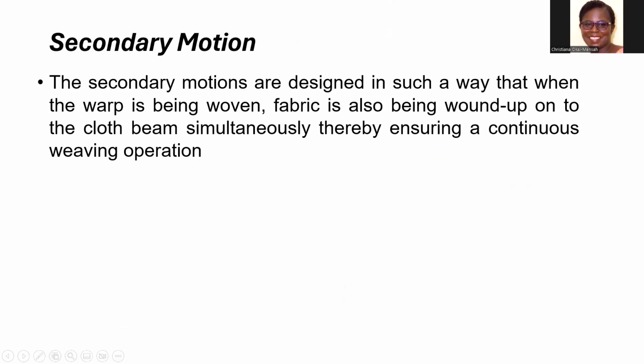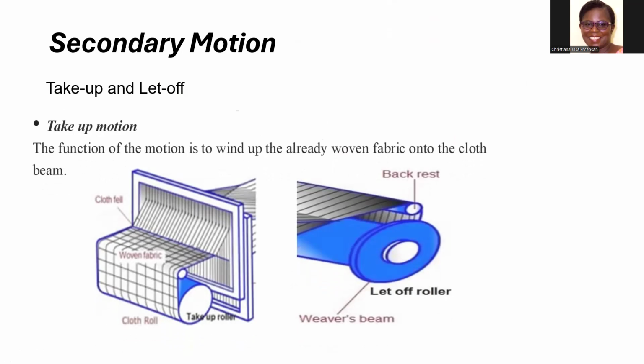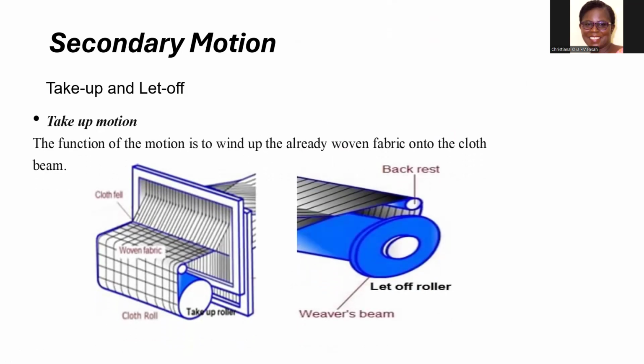The secondary motions are designed in such a way that when the warp is being woven, fabric is being wound up onto the cloth beam simultaneously, thereby ensuring continuous weaving. So the first one is take up, and then the let off. They happen at the same time.